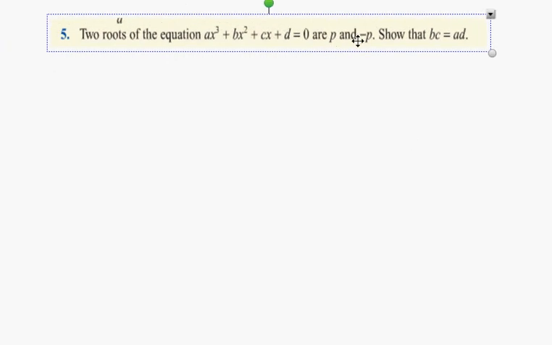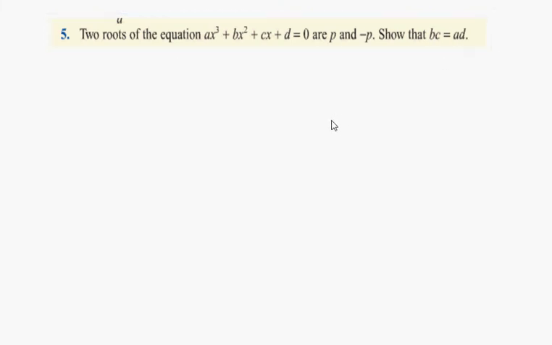Okay, next one: the two roots of the equation ax cubed plus bx squared plus cx plus d are p and minus p. Show that bc equals ad. It's a division question, right? It's got to be a division question.